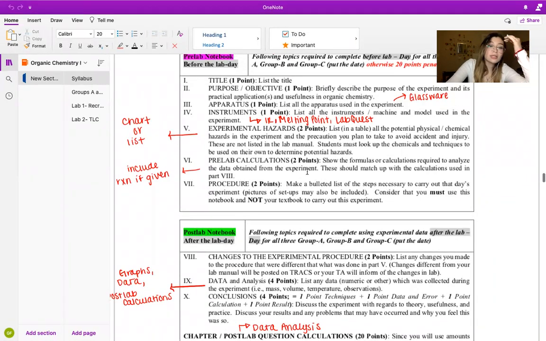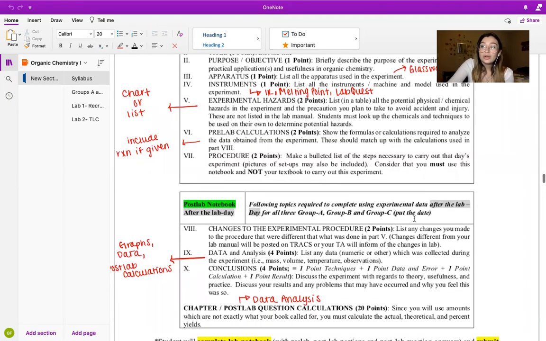Next would be your pre-lab calculations. These calculations are just going to be a layout. This is not going to include any numbers, any data or anything like that. It's just going to include the layout of your calculation. If you're doing percent error or percent yield, this is where you put the equation for it. If you have a reaction, you can also put it in there, and it'll be useful in case you need the mechanism or something like that. You can definitely put it under your pre-lab calculations.